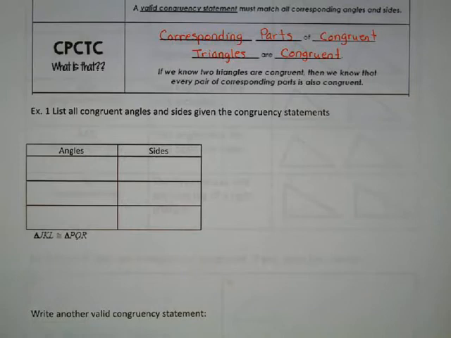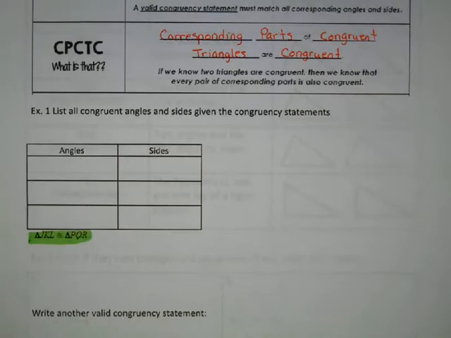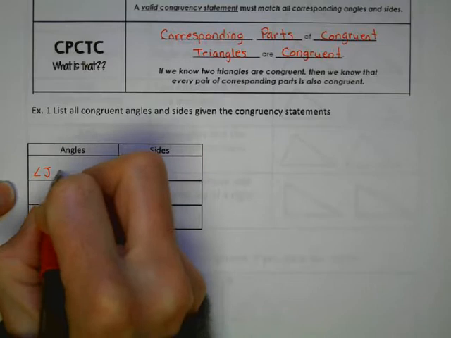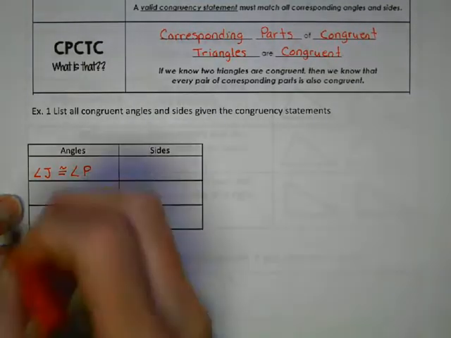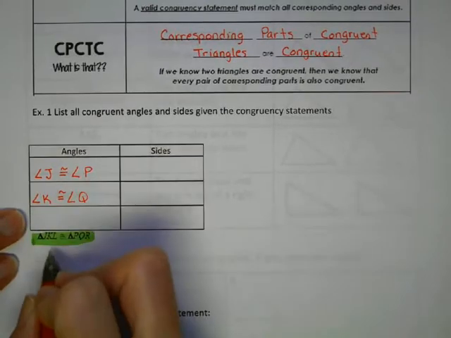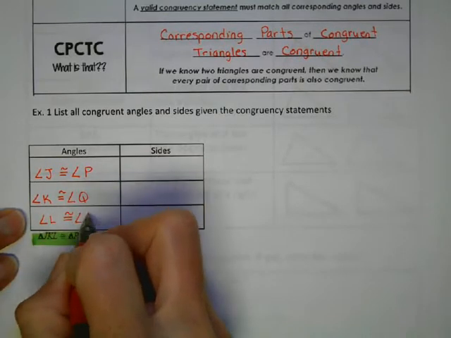Alright, list all the corresponding angles and sides given in this congruency statement. When I printed this from when I created it in Google, for some reason it put the congruency statement down here, so it's hard to see. To break that down, if you do the individual letters, J and P represent angles. So we're going to say angle J is congruent to angle P. The next letters we have are K and Q, and the last letters were L and R. Those represent different angles in the triangle.